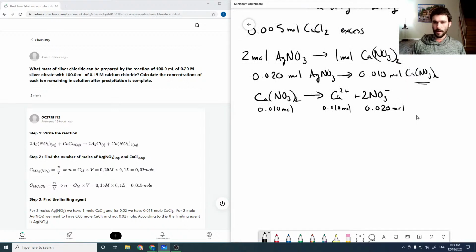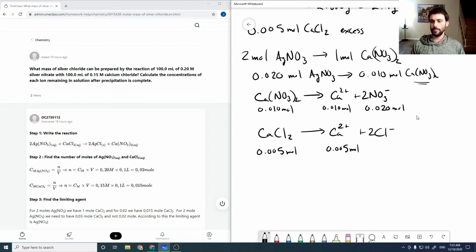And then looking at our calcium chloride, which is going to dissolve into calcium 2 plus and 2 Cl minus. We already know we have 0.005 moles excess, so we're going to get 0.005 moles of calcium 2 plus and 0.010 moles of chlorine.